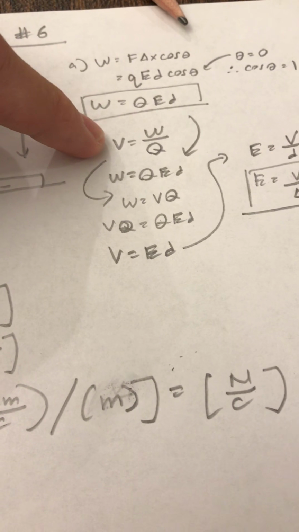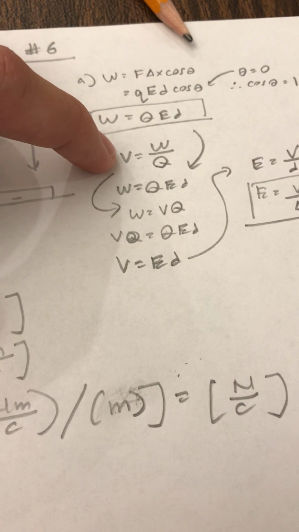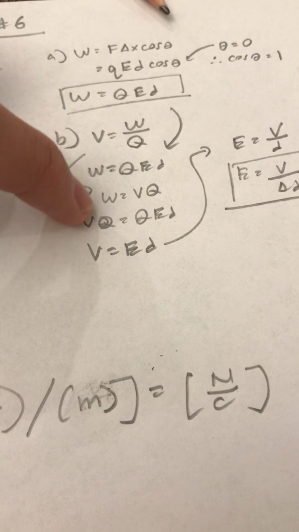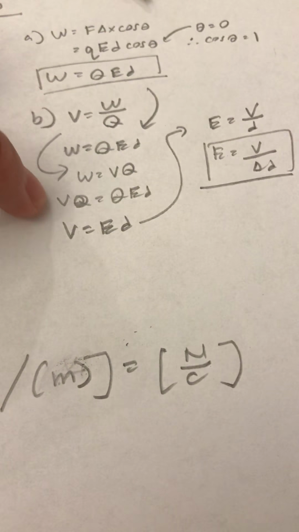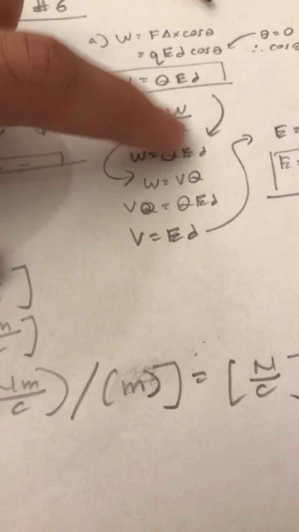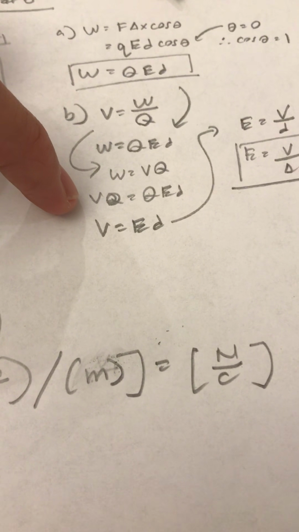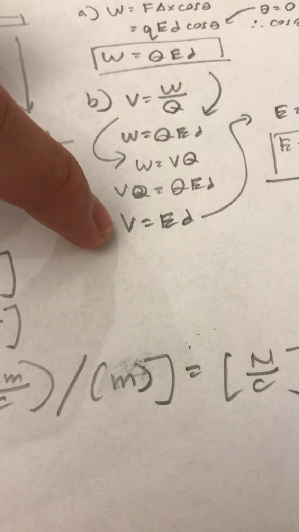I basically manipulated this equation first. So I solved for work in terms of V and Q. So I multiplied Q to V, and then I set these two equal to each other. So you can see VQ from here and QED from here. And then I saw that Q was a common term, so I just canceled that out on both sides, and I got V equals ED.